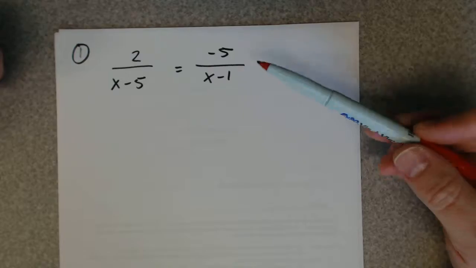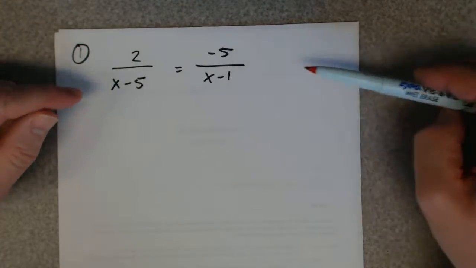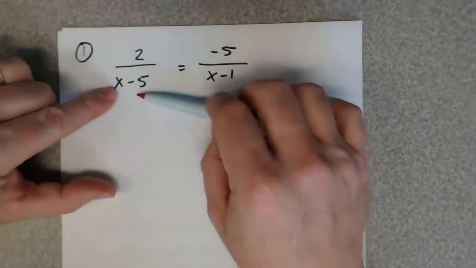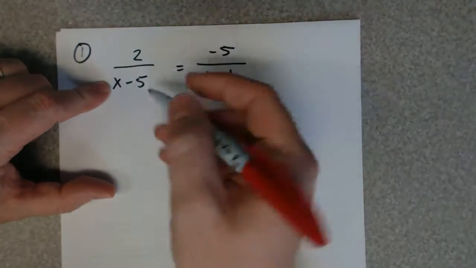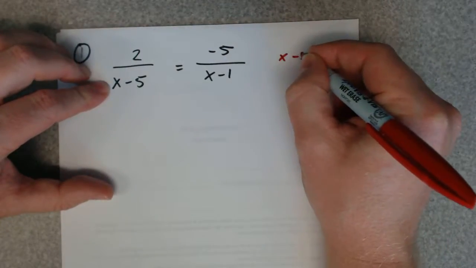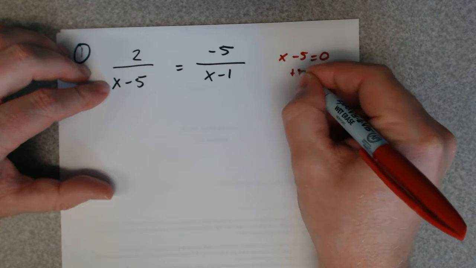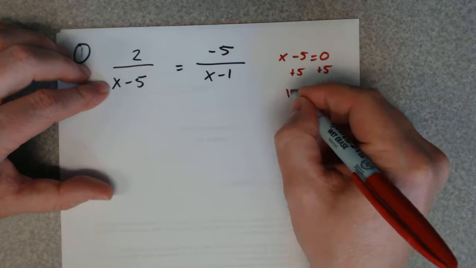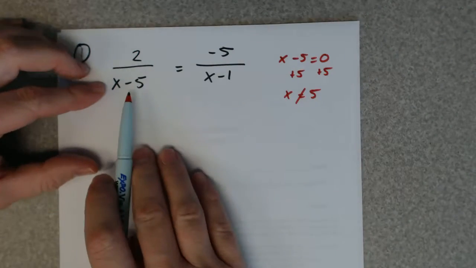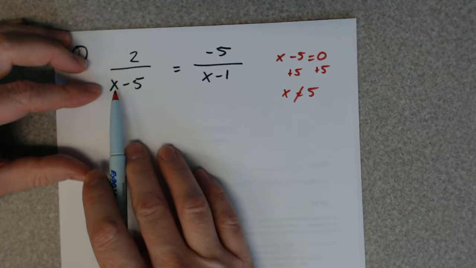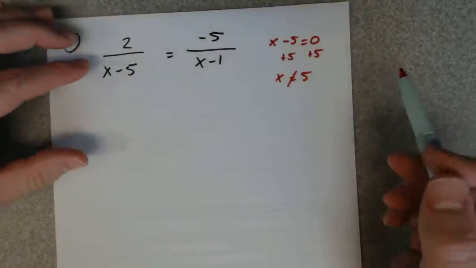First thing you do here, I try to do this first every time. Sometimes I get caught up and forget about it. But first off, you see what values make 0 in the denominator. You're thinking, why would I do that? Well, remember you can't divide by 0. So I know for sure x can't be 5, because 5 minus 5 is 0.